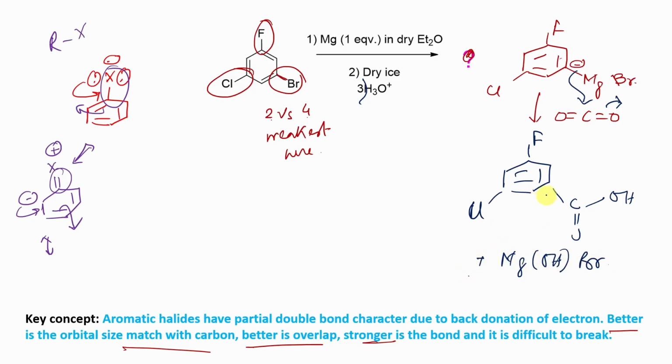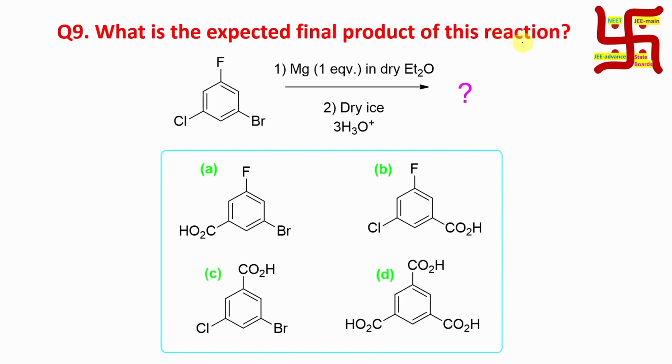Now the reaction will stop at monosubstitution or monocarboxylate. Why? Because I have taken only one equivalent magnesium. So further reaction is not possible here. And why dry ether? Because Grignard reagents are moisture sensitive. If moisture is present, that will react with this Grignard and produce aromatic hydrocarbon. That is a waste of reagent. So dry solvents, especially dry ether or dry THF, are essential for any Grignard preparation or reactions.